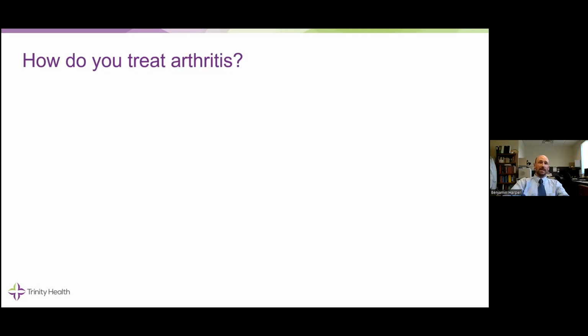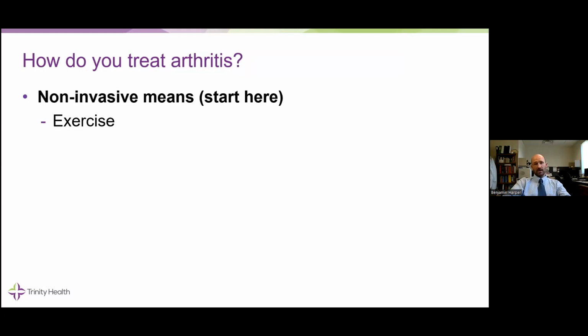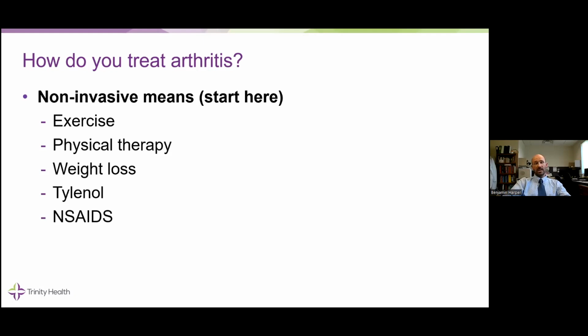So how do you treat it? And we're going to go through a list. So start with non-invasive means. I always like to start with things that are not surgery if possible. So exercise, therapy, weight loss, Tylenol, NSAIDs, which are anti-inflammatories like ibuprofen. There's some other medicines as well, and not narcotics. Yes, we'll talk about each one of these.